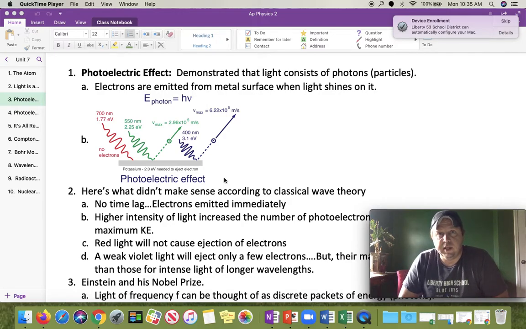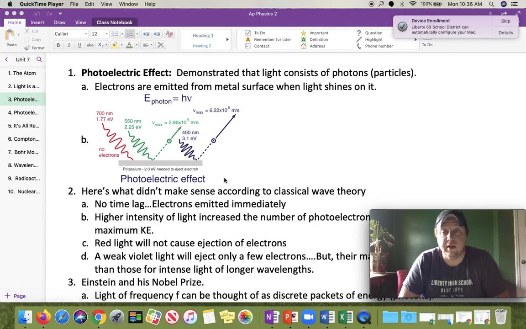Photoelectric effect. This is a direct demonstration of the fact that light exists as photons, which means that light exists as particles. Okay, so basically when we're talking about the photoelectric effect, this is what happens. We've used photocells for a long time. Some people have them on top of their roof. Some people use them in their calculator. There are several different ways that we use the photoelectric effect.